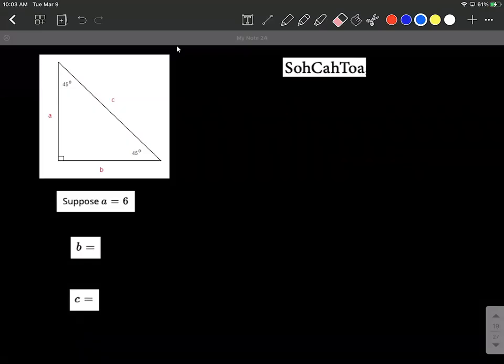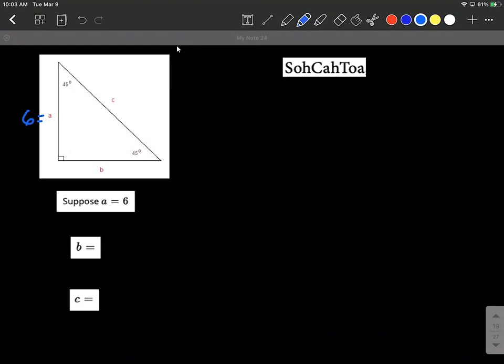On this problem, we're given a right triangle, and it has pretty nice angles, 45-degree angles to go along with that right 90-degree angle. We're also given one of the side lengths. So we're given A is going to be 6. So I'm going to go ahead and label that here on our triangle. We're tasked with finding the other two side lengths. So we need to find B and we need to find C.